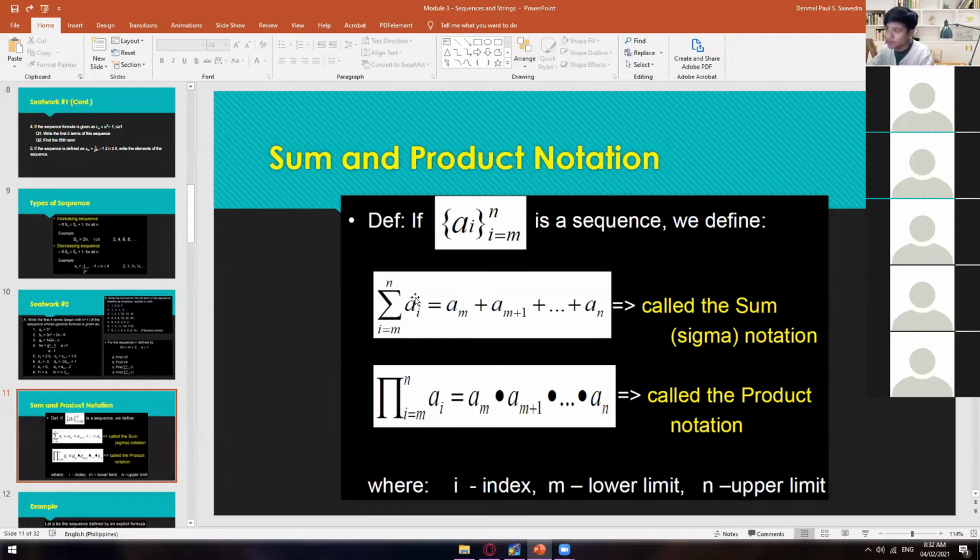So if it's sum, then 1 plus 2 plus 3 plus 4 plus 5 plus 6 up to plus 20. And then if it's product, then it's multiplication. So 1 times 2 times 3 times 4 times 5 up to times 20. So those are the differences, just the operator. Instead of plus, it's multiplication. Instead of multiplication, it's addition. Okay. So were you guys able to follow this one so far?